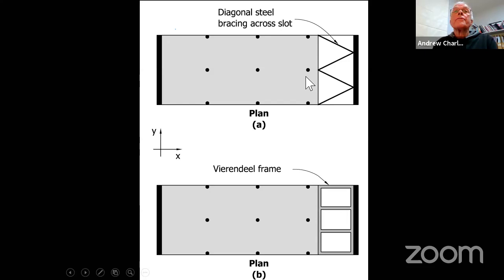So I'm just going to suggest a couple of solutions. If you wanted an open area here, you could create some bracing in the floor plane so that the inertia forces at this end of the building can go through the bracing into the shear wall or the moment frame. Or if you didn't like cross bracing, you could put a Vierendeel frame here. And so the inertia forces can get transferred through the frame member, a horizontal frame, into the vertical shear wall or moment frame.